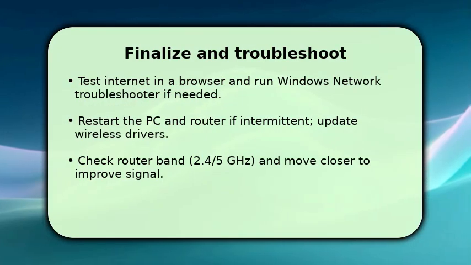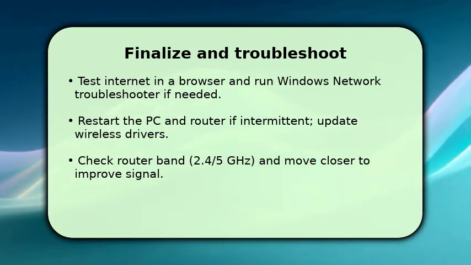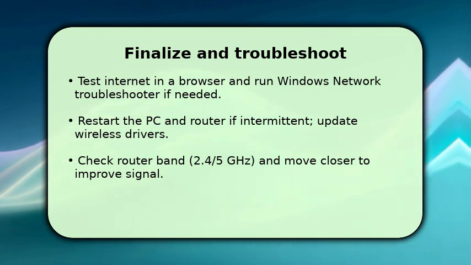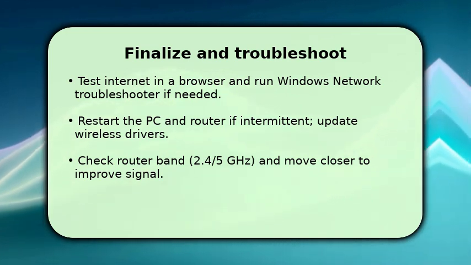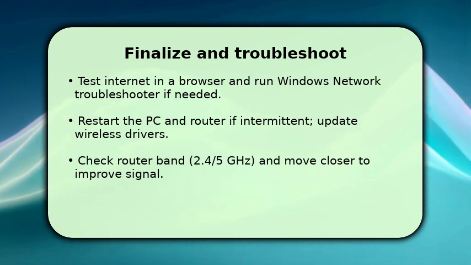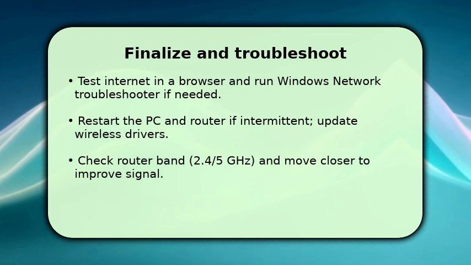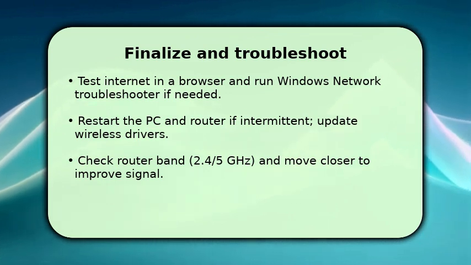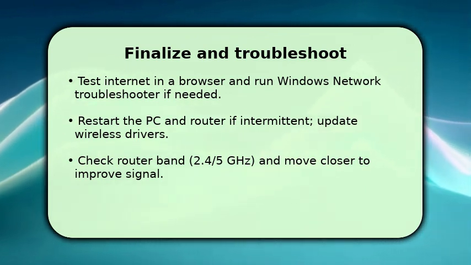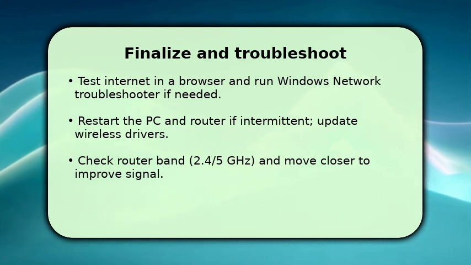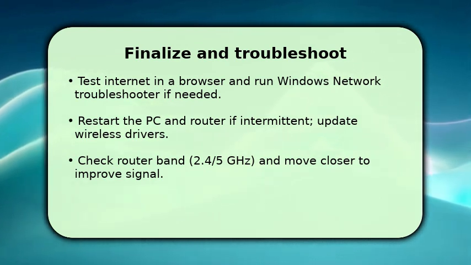Once connected, open a browser and load a page to verify internet access. If pages don't load, run the Windows Network Troubleshooter from Settings for guided fixes. Make sure your wireless drivers are up to date through Device Manager, and restart both PC and router to clear transient issues. If performance is poor, switch between 2.4 and 5 GHz bands or move closer to the router.